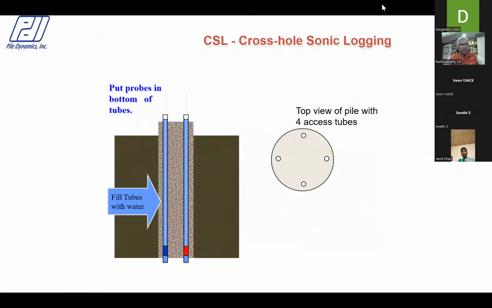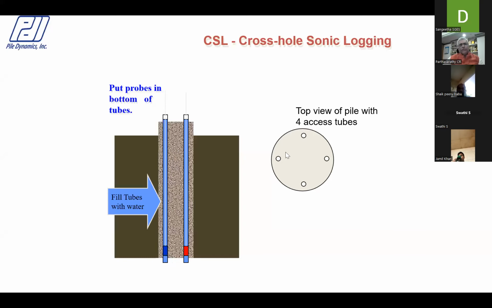So this cross-hole sonic logging test requires embedding the access tubes, which are around 3 inches in diameter steel or PVC tubes, to be embedded along the reinforcement cage. And you have to take it to the bottom of the pile.